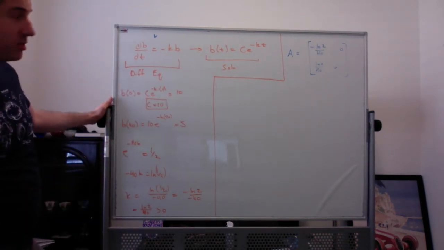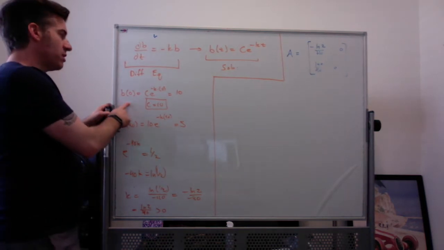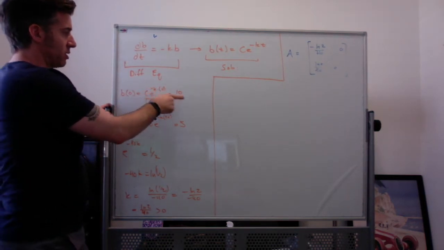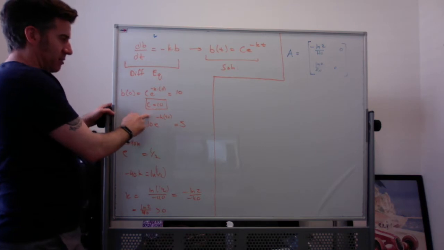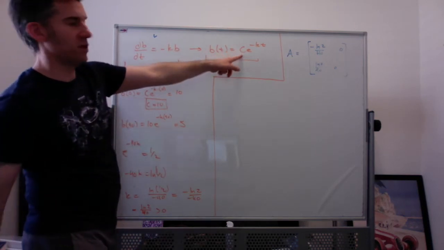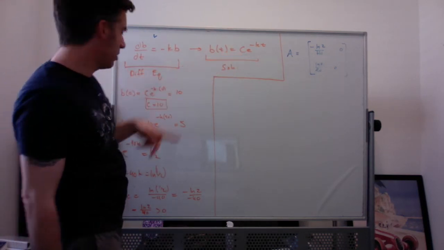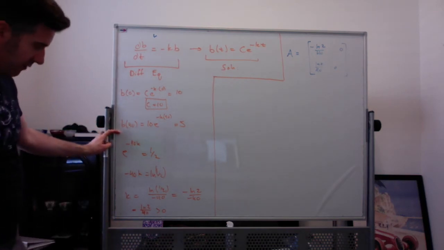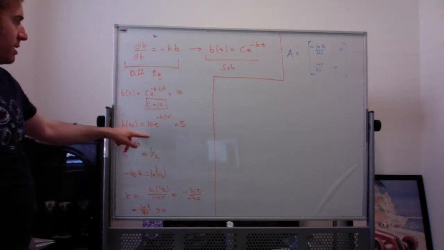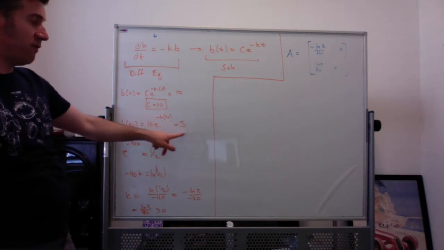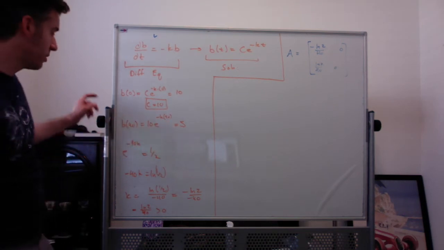Solving for k, because that's what we need, we have B of 0 equal to C e to the negative k times 0, which is equal to 10. So C has got to be 10. Not surprisingly, right? The coefficient here is usually the initial amount you start with. B of 40, that's our half-life time, is equal to 10 e to the negative k times 40, and that should equal 5, half of what we started with, which was 10.